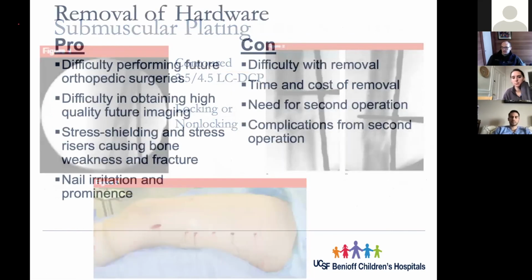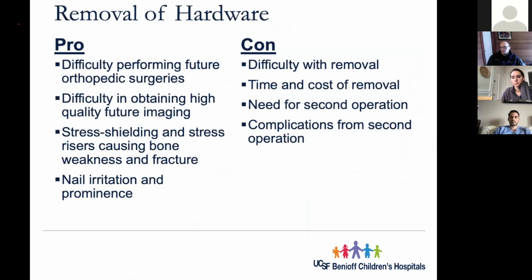Removal of hardware in the pediatric world, we do sometimes do it. In fact, my day today was 2 hardware removals. So it's something that we quite often do, but that is one of the discussion points that we have with kids when we do femur fracture management.